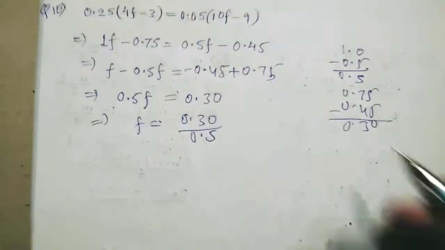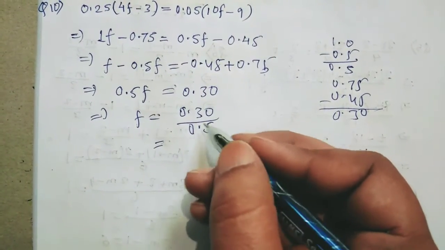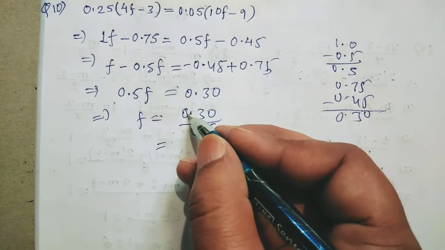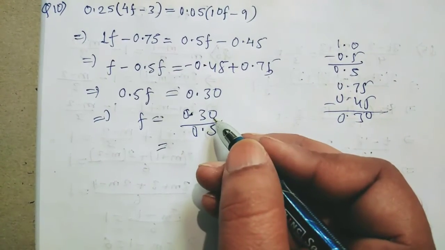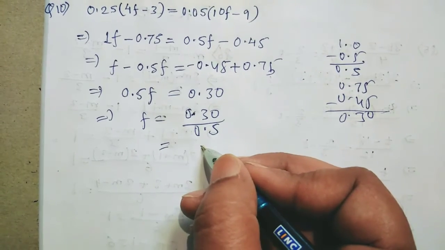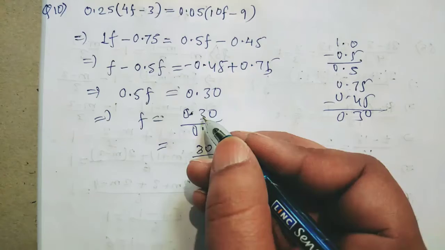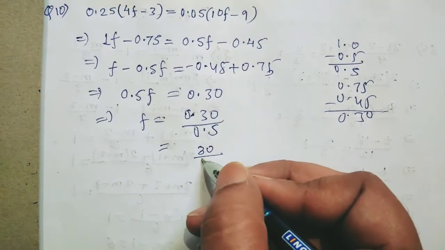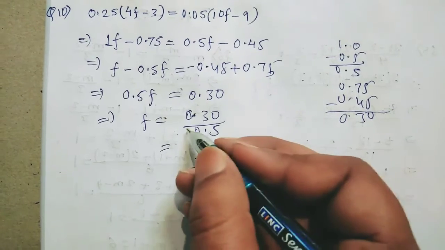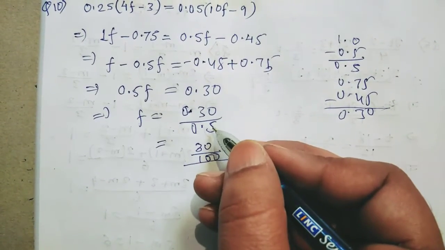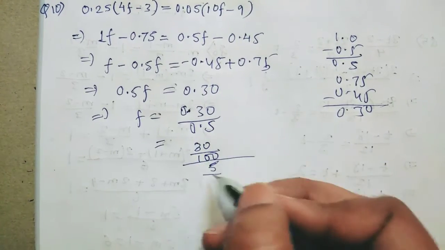Now you have to divide it. How to divide? There are many methods. One method I am showing here. First of all you have to convert this decimal into a fraction. When you convert the decimal 0.30 into a fraction, what is the answer? 30 divided by, how many digits are there after the point? Two digits, that means 100, in fraction. Now divided by 0.5, when you convert it into a fraction it will be 5 by 10, because after the point there is one digit.